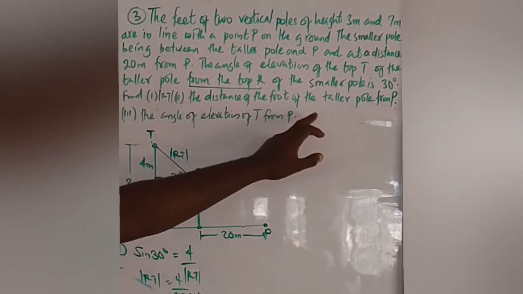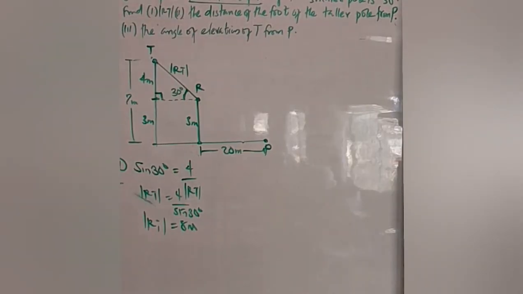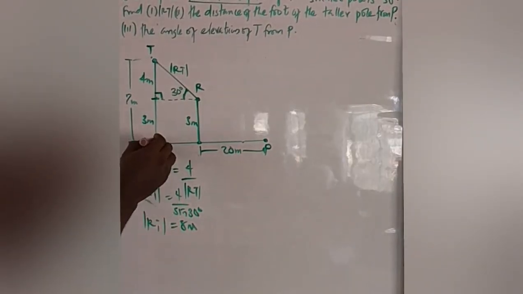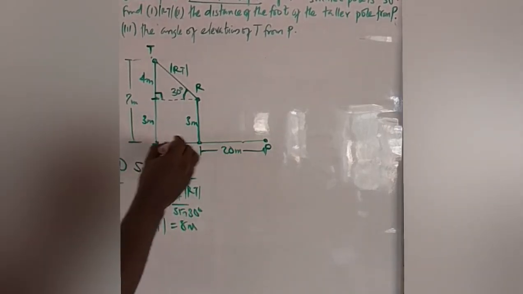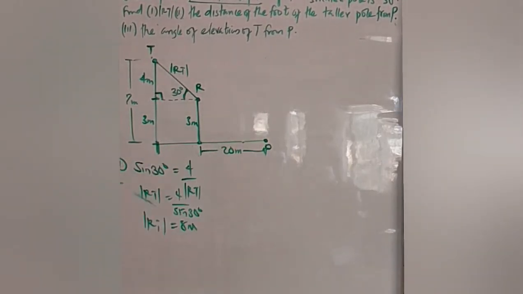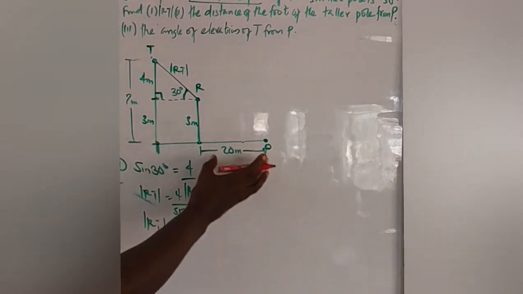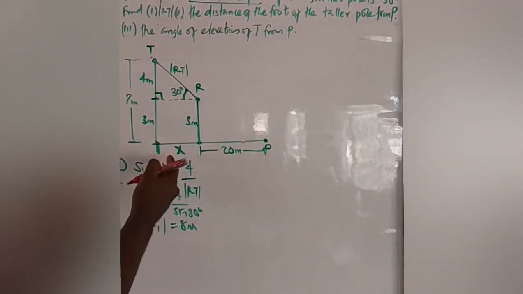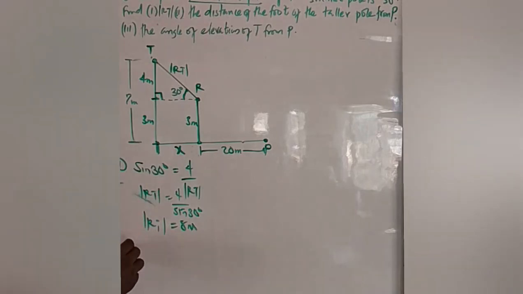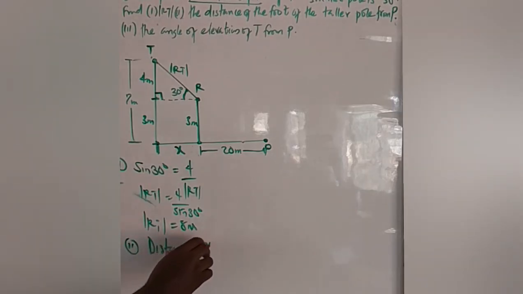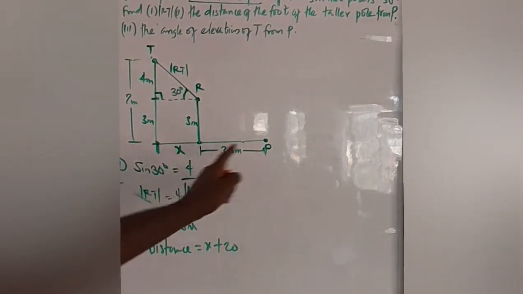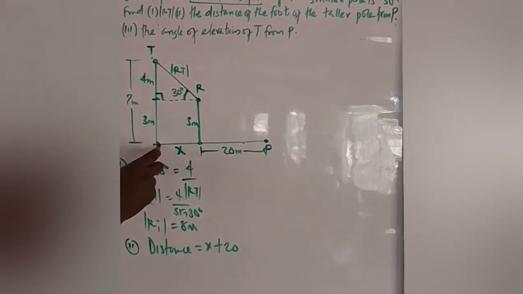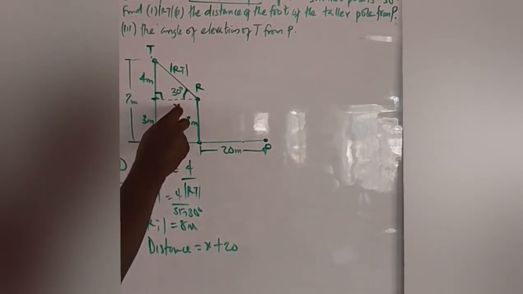Secondly, the distance of the foot of the taller pole from P. We want to get from here to here. We already know this one, so we have to get this. If you know the value of x, for the second part, the distance we are told to look for is actually x plus 20. This is the taller pole, this is point P. Distance, x plus 20. Now, if from here to here is x, from here to here is also x.